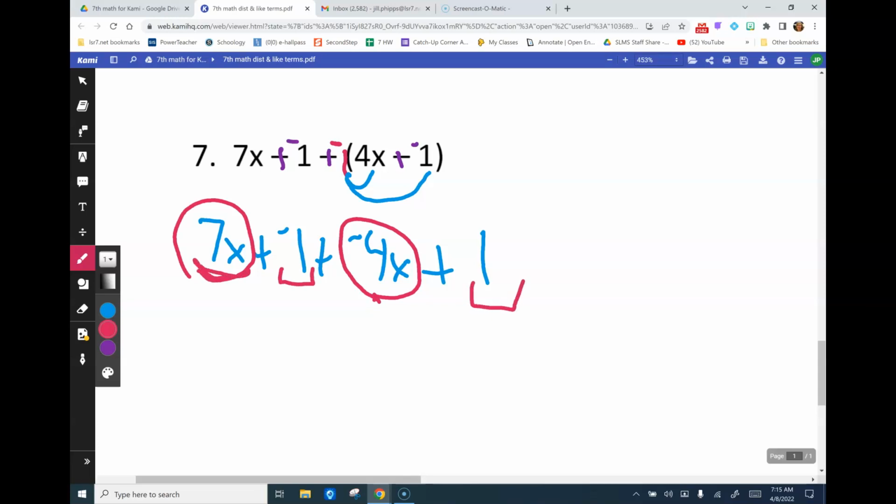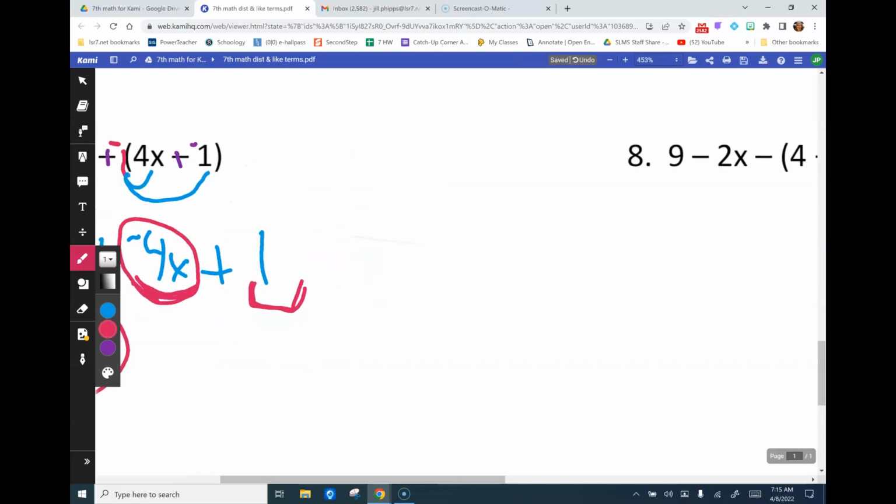So if I take the 7x and the negative 4x, I get a 3x. Good. Because my signs are different, so I take the sign of the larger. Then if I take the negative 1 and the positive 1, what happens there? That's just 0. Ta-da! That's my answer.